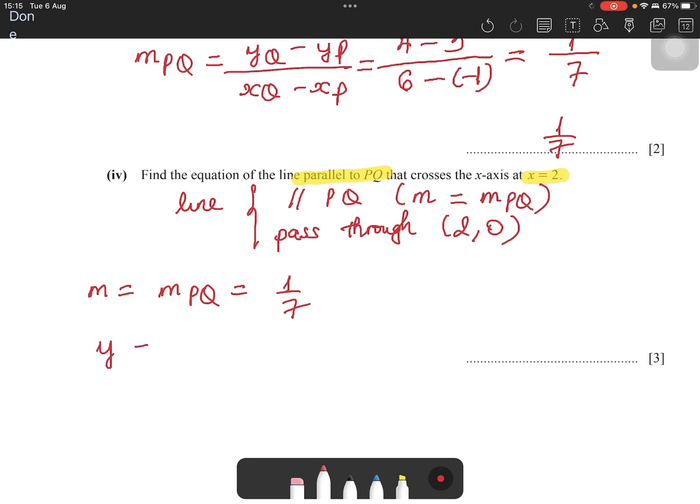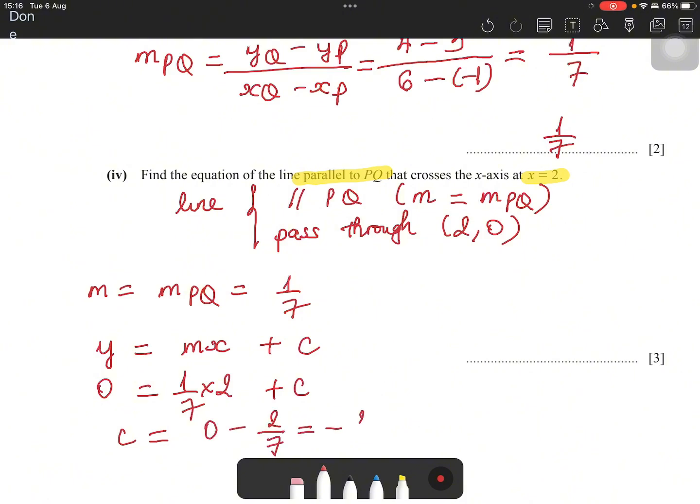Next, the general form of the equation of a straight line is y equals mx plus c. Now we substitute the point (2, 0) into this. y is 0, x is 2, and the gradient is 1/7, plus c. So c is equal to 0 minus 2/7 equals -2/7. So the gradient is 1/7 and the y-intercept is -2/7. So the equation is y = 1/7 x - 2/7.